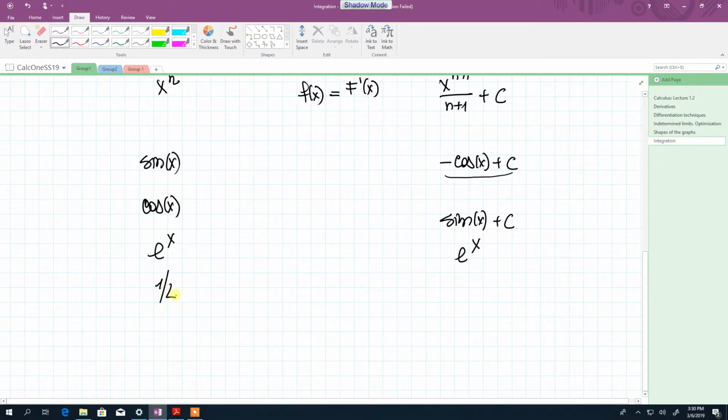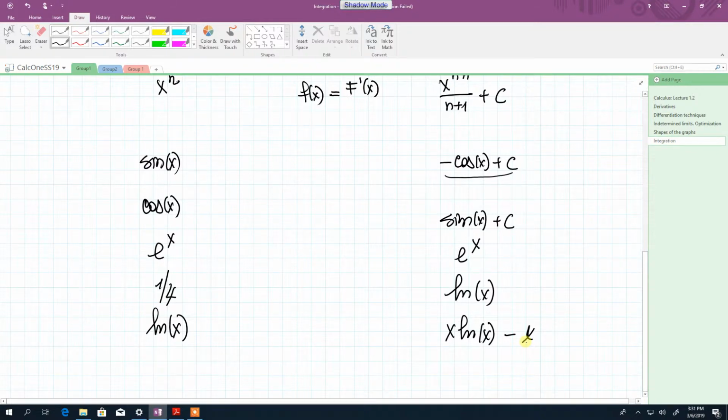So 1 over x. What is its antiderivative? ln of x. What about ln x? It will be x multiplied by ln x, minus x, right?